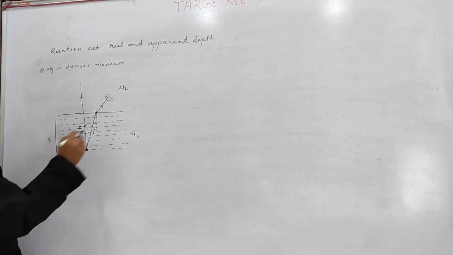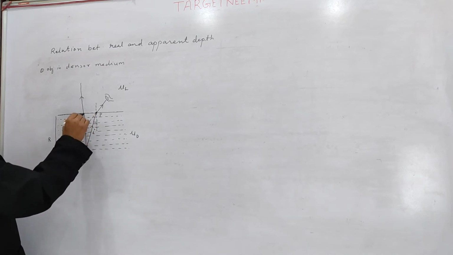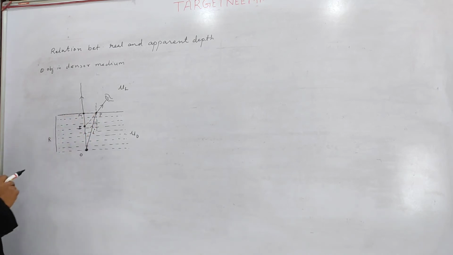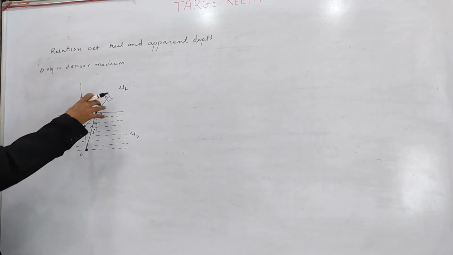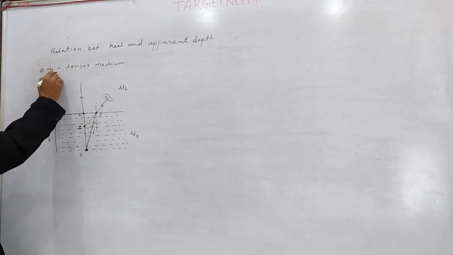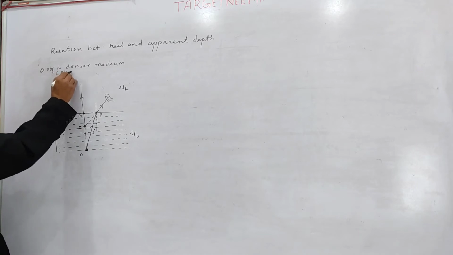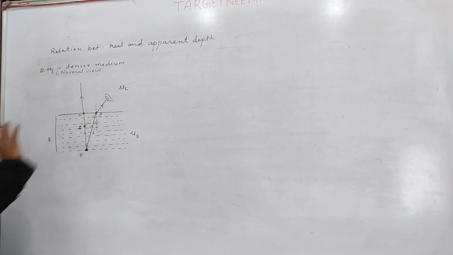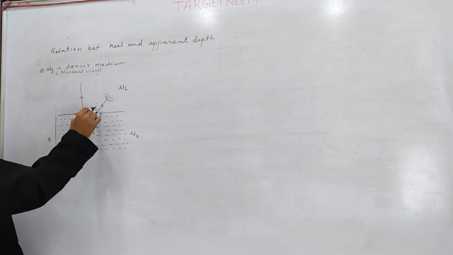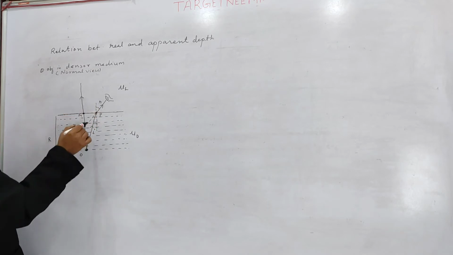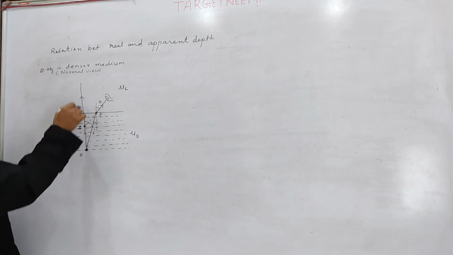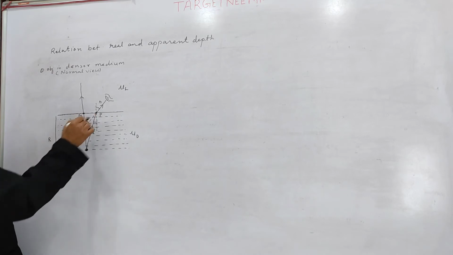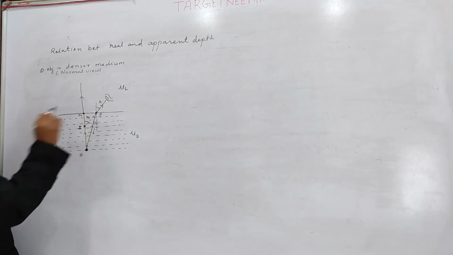Now suppose this point is P and this point is M. Here P is very close to M. This is called normal view. So all expression derived here is for normal view. Normal view means P is very close to M. Now this angle is angle of refraction. These two are parallel, so this angle and this angle will be equal. So this is also angle of refraction.